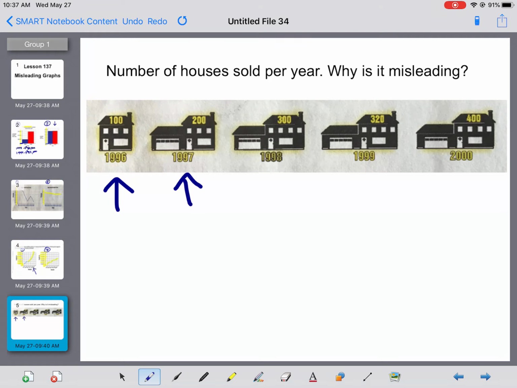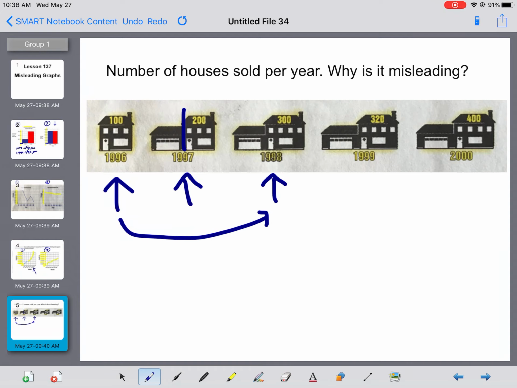Now, the first house represents 100 houses. The second house represents 200. And for that one, it looks like we've added another chunk of the house, which looks like it's almost double. So that kind of makes sense as the next illustration. The problem is, back to this slide, when we get to 1998, the size of the house has not tripled from 1996. So from 1996 to 1998, the house should have tripled because it went from 100 to 300.